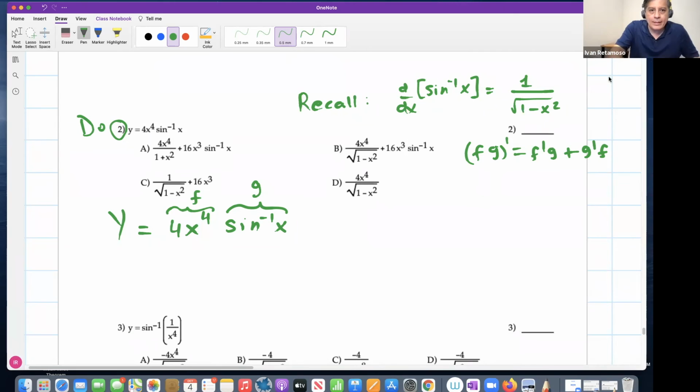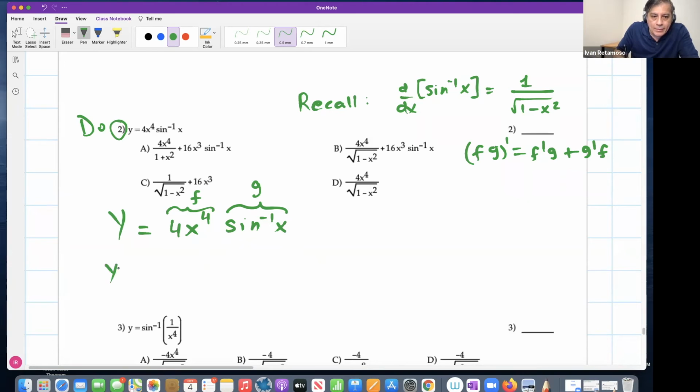Let's check. There are 2 students who have posted answers. Very good for number 2. Very good, Marcos. Very good, Gonka. Excellent work, guys. Yeah. Product rule, right? Product rule together with our formula to compute the derivative of sine inverse.